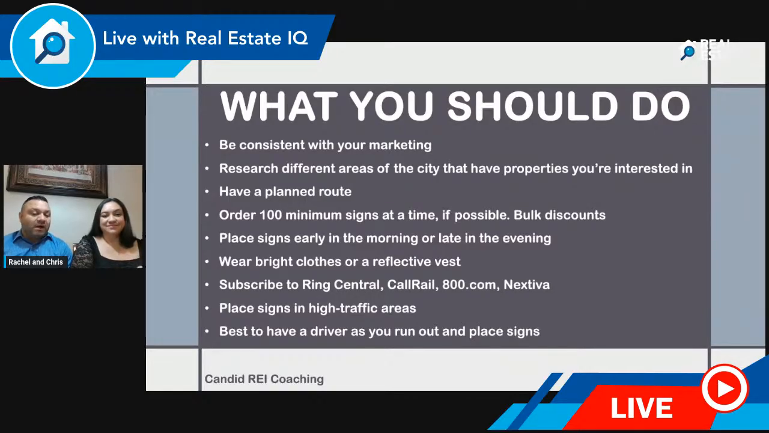So while we're talking about what you should do, place the signs out early in the morning or late in the evening. Guys, please don't be those people dodging traffic and trying to put out signs at 5 o'clock. Believe me, we haven't seen anyone get hit, thank God, but we've seen some people out there jumping in front of cars. It makes no sense. And we'll talk about that here in a bit.